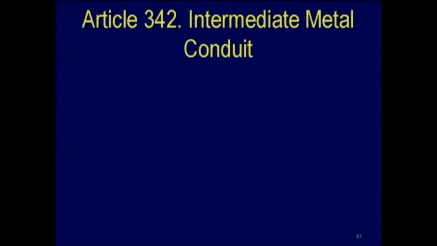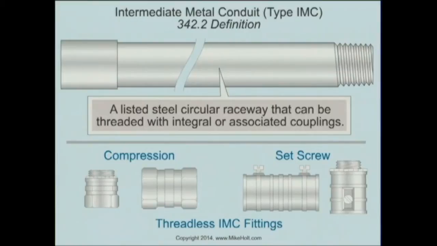342, which is intermediate metal conduit. Now, this is going to be a listed sealed circular raceway that can be threaded with integral or associated couplings. Article 342 is intermediate metal conduit.